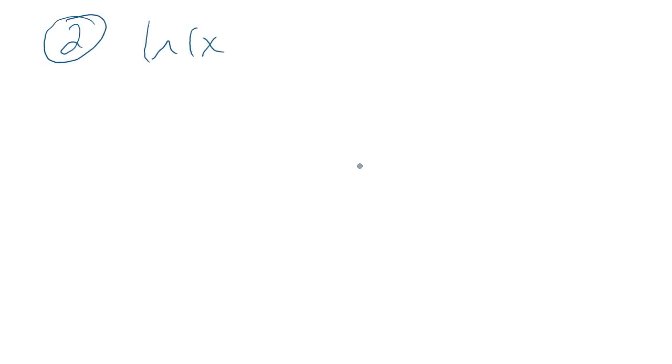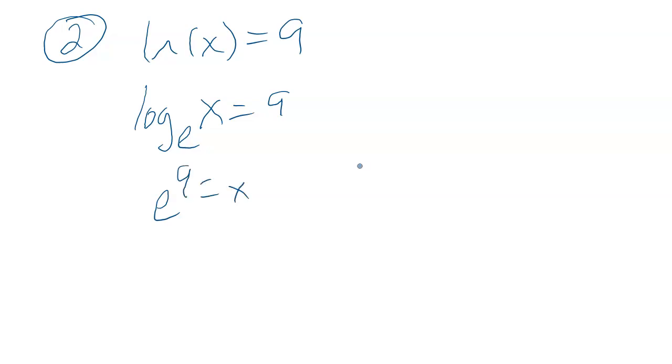Natural log of x is equal to 9. You got to recall that natural log really means log base e of x equals 9. And then I'll go into exponential form, sure. So e to the 9 is equal to x, so that's our answer. There's a part B to this.